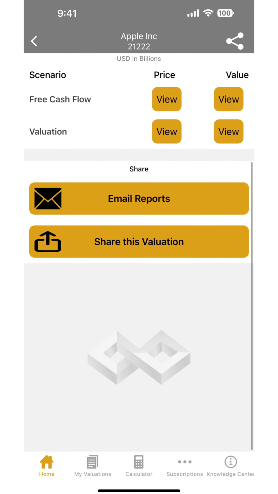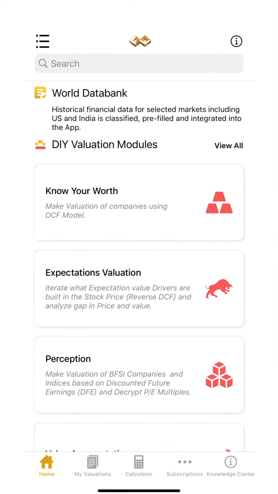Users can either email the reports from here and share valuations with other subscribers or non-subscribers via messages in the app format.